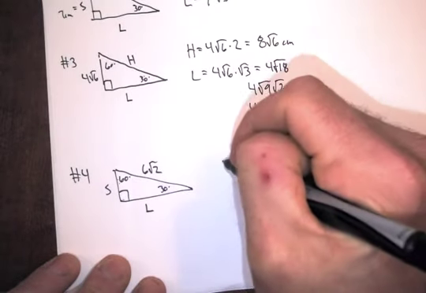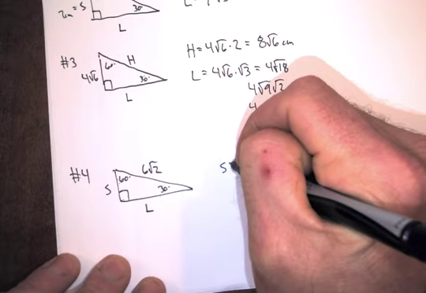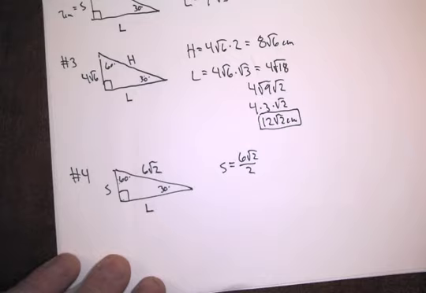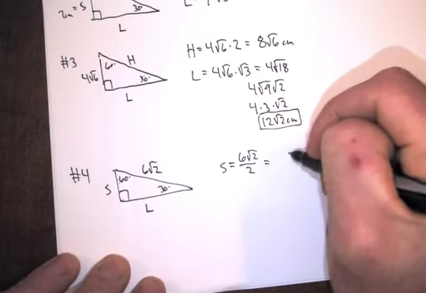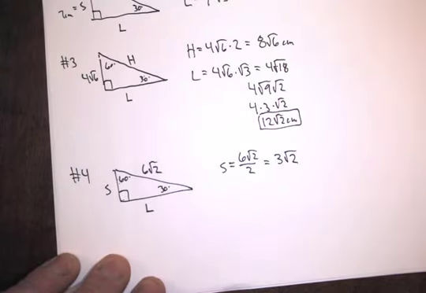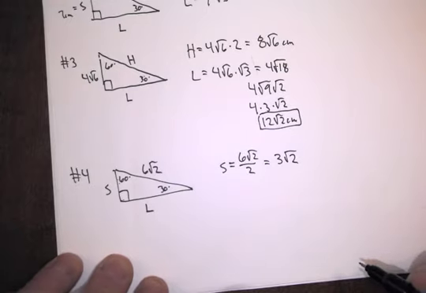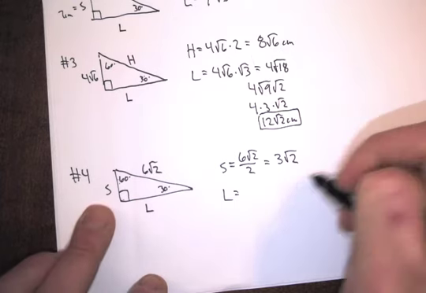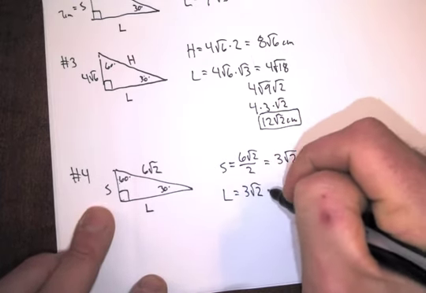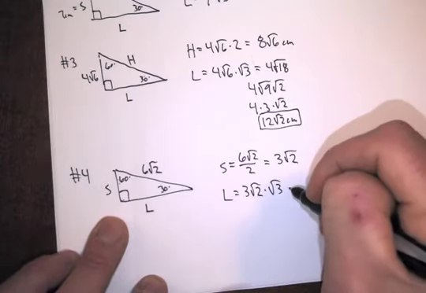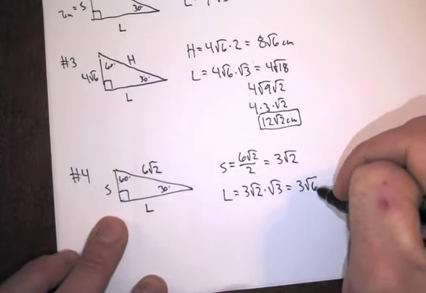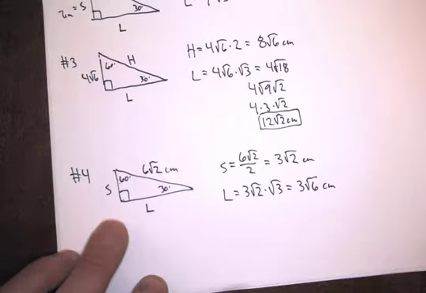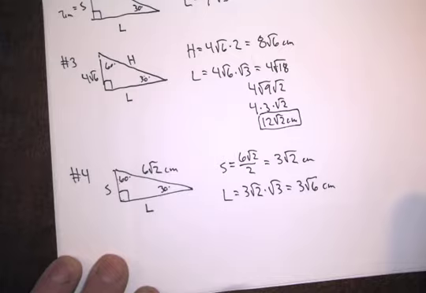Okay, so look at our equations. We've got this one that says S equals h over 2, so I'm going to say 6 square root of 2 over 2. When you divide, you can just divide out those whole numbers, 3 square root of 2. Okay, our equation for L equals S times square root of 3, so this is this side times square root of 3. Multiply your radicals together. Okay, these are all centimeters. Alright, so that one's not too bad.